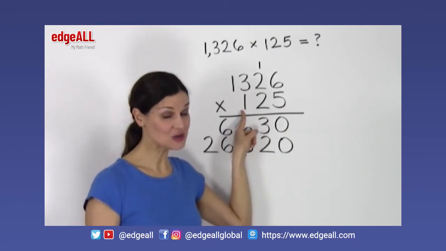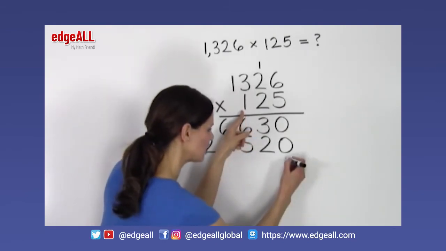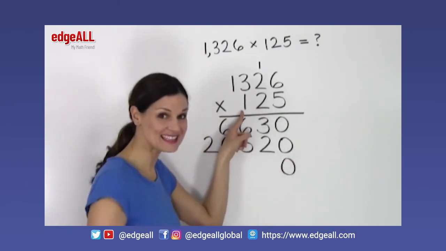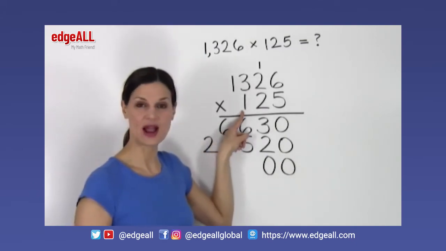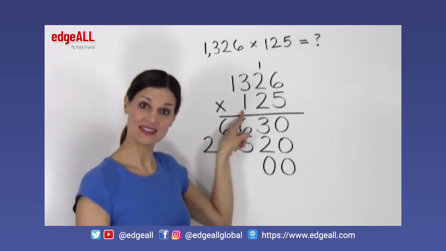Now, since I'm in the hundreds place, I want to make sure and put a 0 in the ones place of the product. I want to make sure and put a 0 in the tens place of the product because I'm working now in the hundreds.